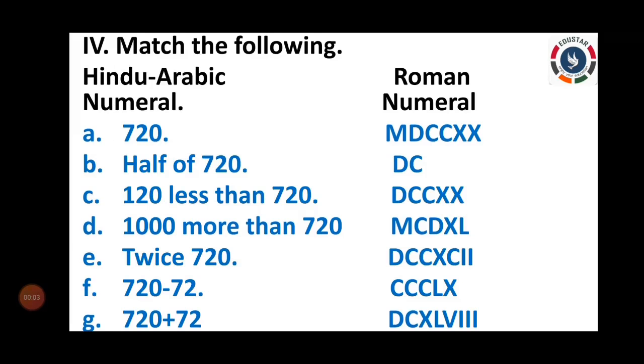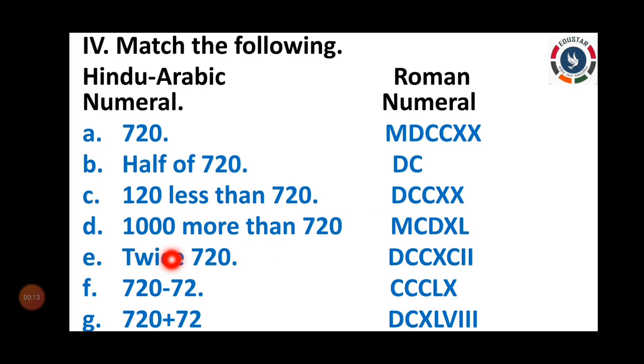Roman letter 4, match the following. Hindu-Arabic numerals are given on the left side and Roman numerals are given on the right side. A, 720. So the value is given on the right side, you have to write the direct answer. And B, half of 720 means you want to divide it by 2, you will get half of 720. And C, 120 less than 720 means you want to subtract these two values, you will get the answer. D, 1000 more than 720, more means we want to add the values. So you have to add the values, and write the direct answer.